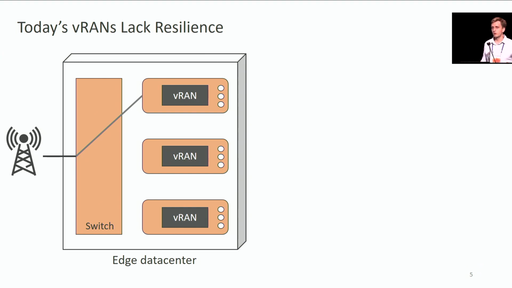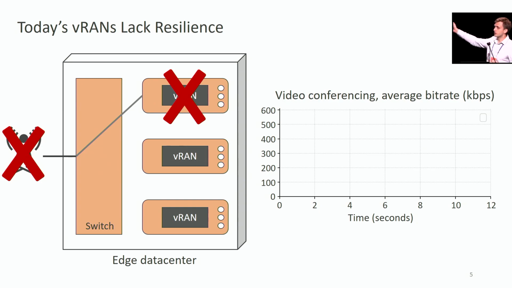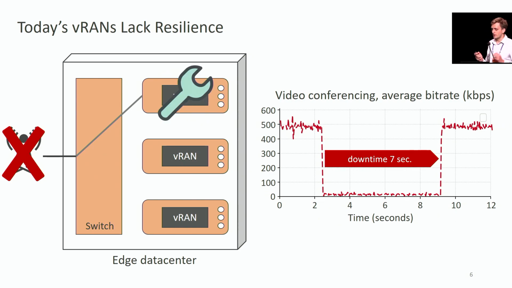For example, if a server running an instance of vRAN crashes, it will cause all the connected cell sites to go down. The figure on the right shows our experiment with video conferencing running over a 5G phone connected to vRAN deployed with today's technologies. The y-axis shows the achieved average video bitrate in kilobits per second, and the x-axis shows the time of the experiment. As you can see, after the server failure, the video downtime is almost 7 seconds until the connection recovers. Such a long downtime is undesired in cellular networks, and it's inapplicable in many applications vRAN is envisioned for. Another scenario for resilience is software updates, which currently require shutting down a set of cell sites for the time of the upgrade.